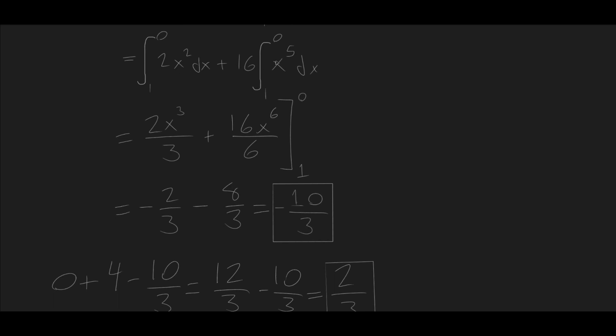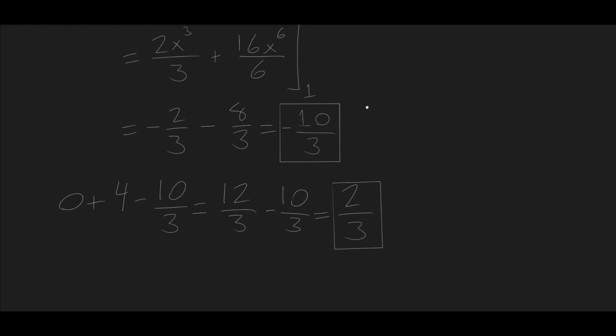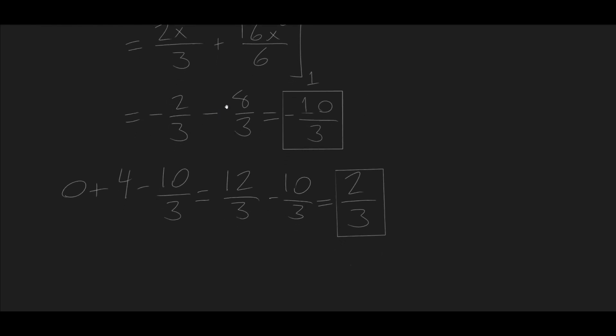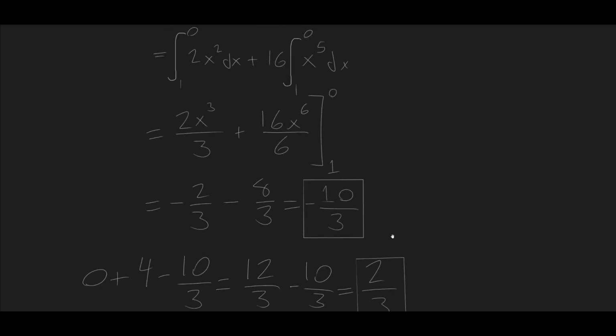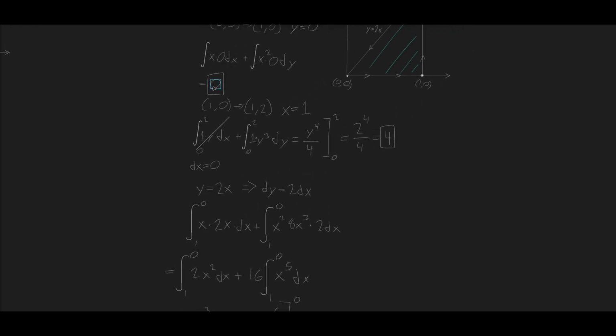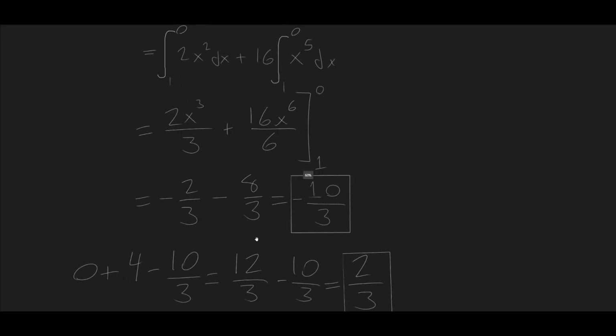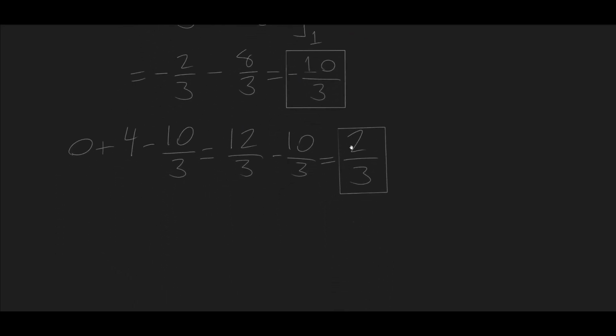So then we solve these integrals, and we get 2x cubed over 3 plus 16x to the power of 6 over 6 from 1 to 0. And we get minus 2 over 3 minus 8 over 3, or minus 10 over 3. And then finally, the last step is to add up all of these together. So we have 0 plus 4 minus 10 over 3, and when we add all of those together, we get 2 over 3. So we see that no matter which way we use, we get the same answer.